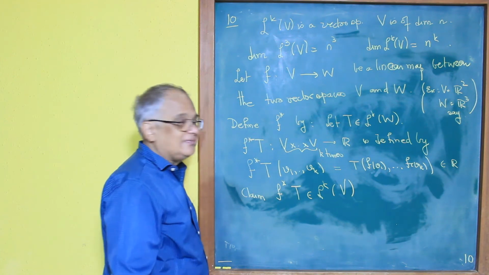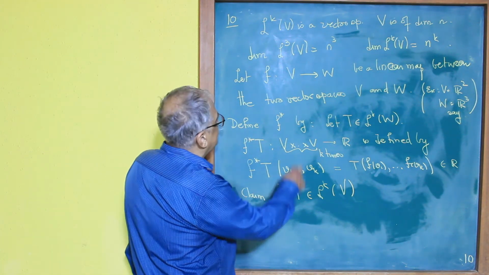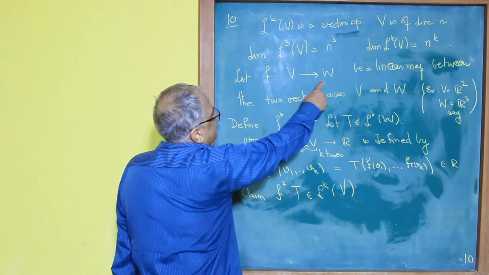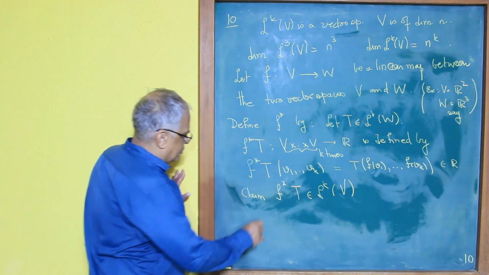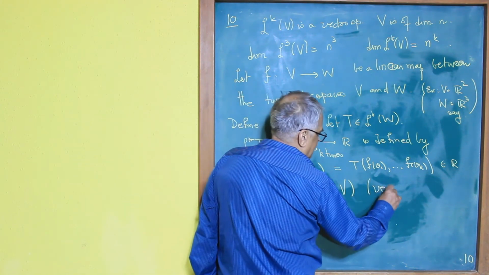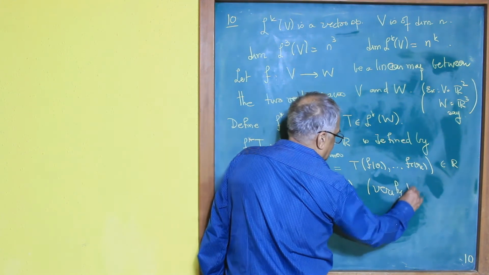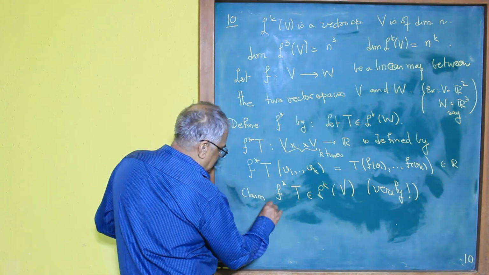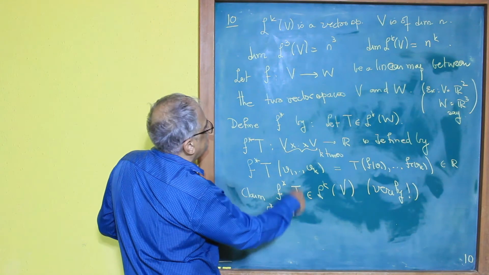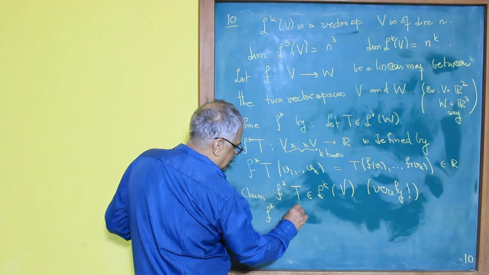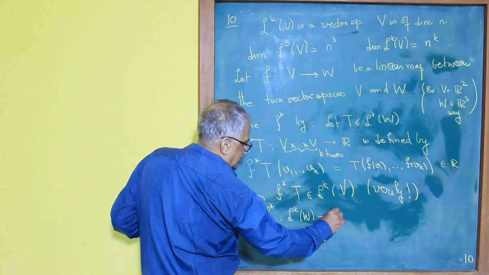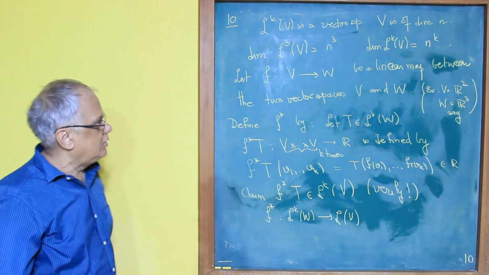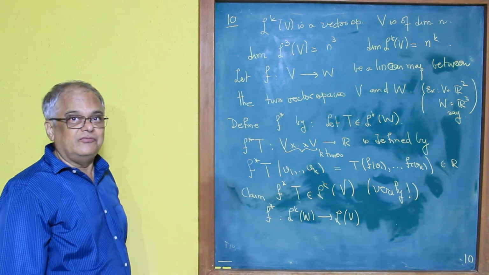And therefore, f star, where was T? T is in L^k(W). Where is f? F is a map from V to W. So f star is a map from, where is T? T is in L^k(W), and f star of T is in L^k(V). Remember, f is from V to W.